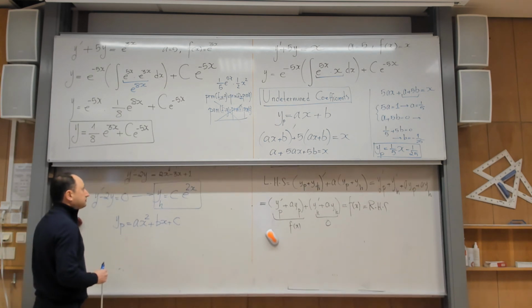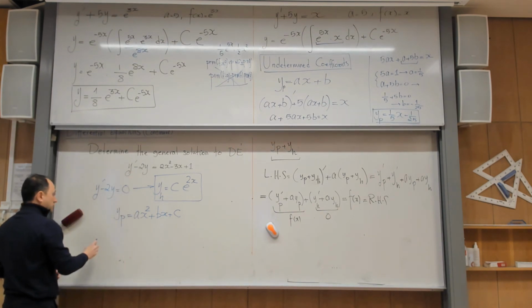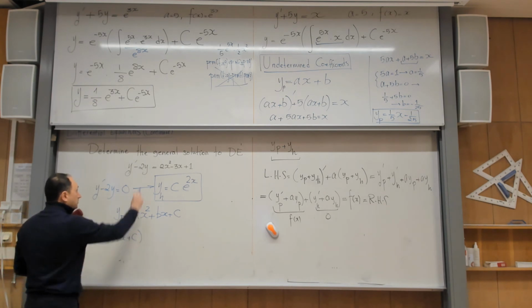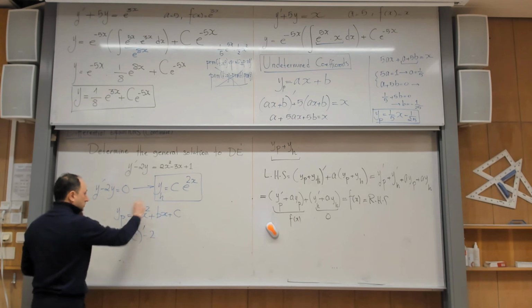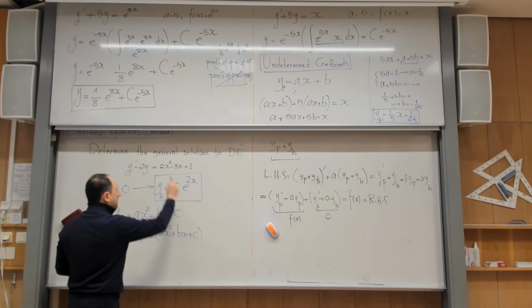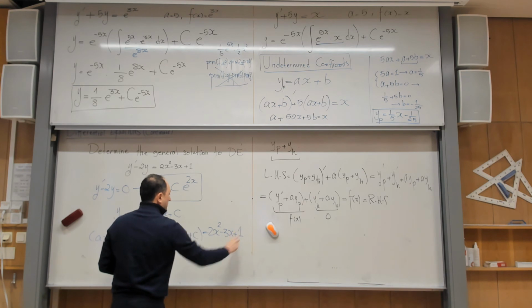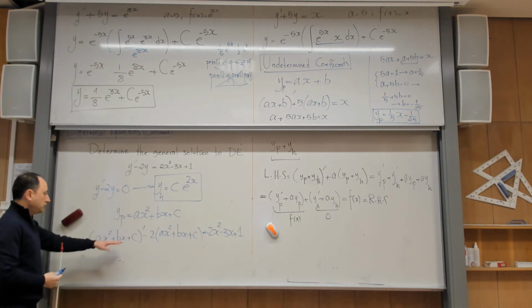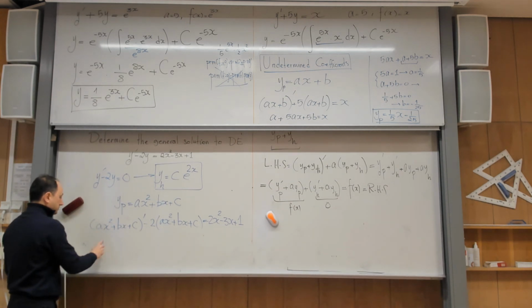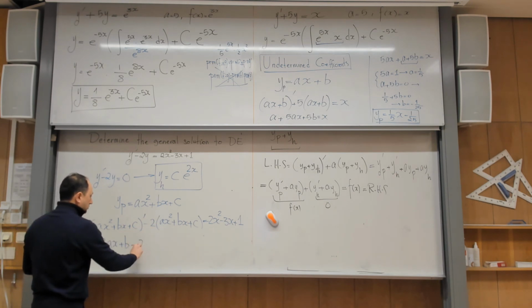So what you do, I want to put it back into this equation. So this becomes (ax squared plus bx plus c) prime, yes, minus 2, instead of y, I put this. And then on the right-hand side, I have 2x squared minus 3x plus 1. So you have to organize it a little bit. So you take the derivative, this one becomes 2ax plus b. This is 0. I multiply the minus 2 in.